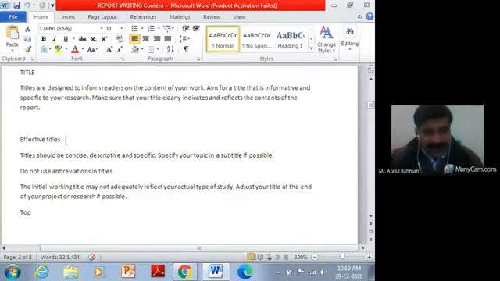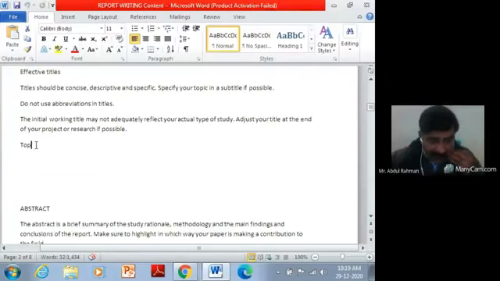Do not use abbreviations in the title. The initial working title may not adequately reflect your actual type of study. Adjust your title at the end of your project or research if possible. Even after you have completed your work, you can adjust it.